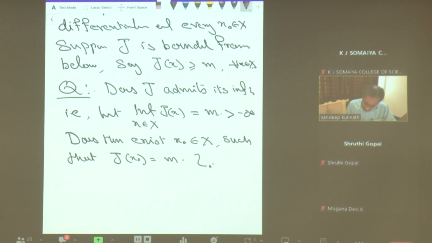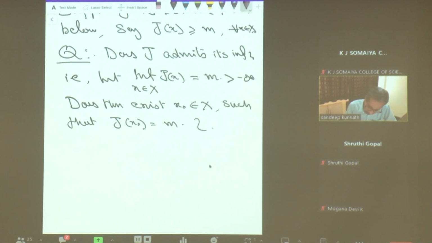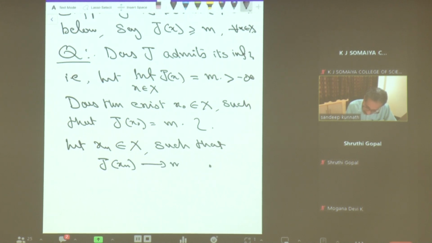Okay. So let us look at this question. Whenever we want to see whether an infimum is achieved, one of the natural things is to take a sequence which converges to that and then see whether we can conclude something. Okay? So let x n be a sequence in X such that J of x n, the sequence J of x n, converges to M. Since it is an infimum, there will be a sequence such that J of x n converges to M.